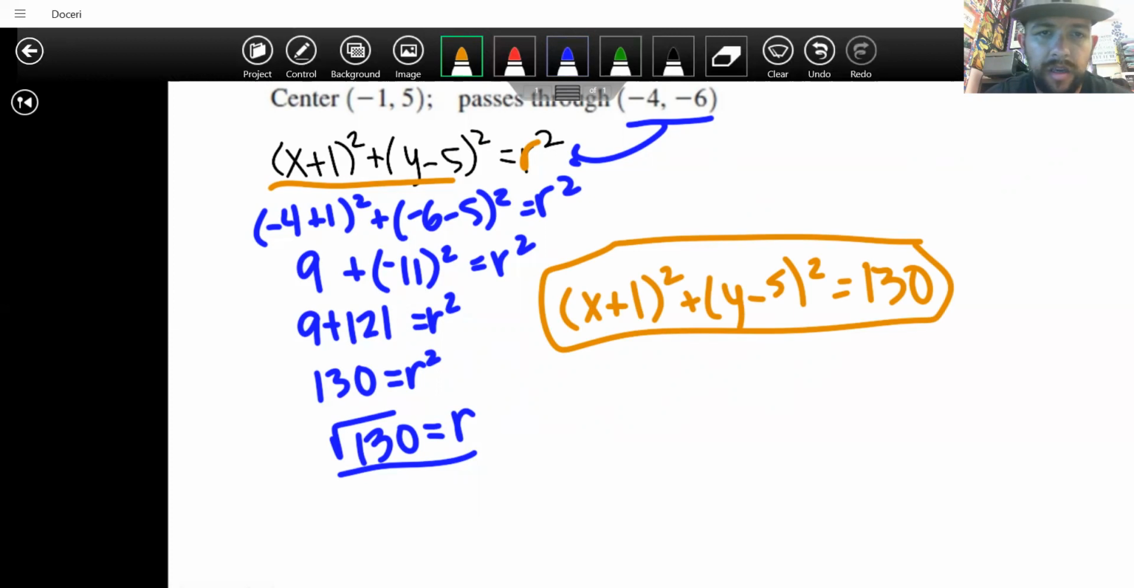That's the problem for this. Given the center, plug the center in, plug your points in, solve out for r, plug r back in using the center -1, 5. Okay. So we're done with this one. Let me reset it. We're going to move on.